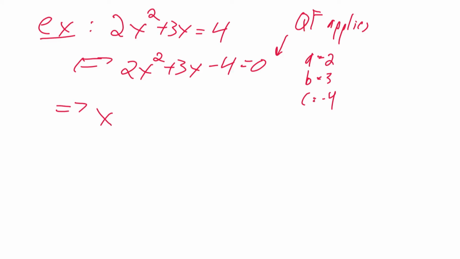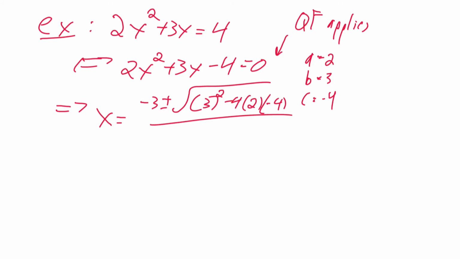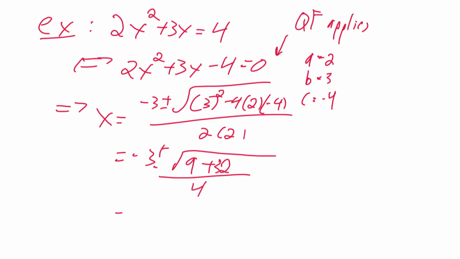So I get that x is negative 3 plus or minus the square root of 3 squared minus 4 times 2 times minus 4, over 2 times 2. So I get minus 3 plus or minus the square root of 9 plus 4 times 4 times 2, which is 32. And then 4 down here, so minus 3 plus or minus the square root of 41, over 4. And there's no way to really simplify this further.